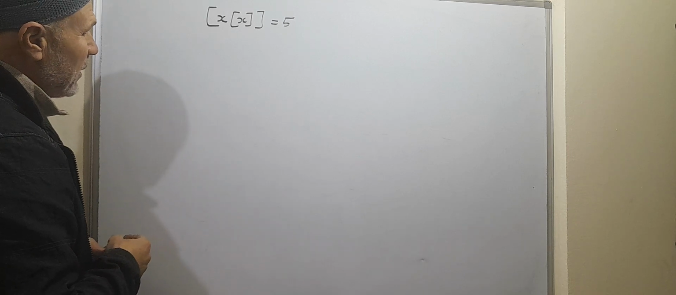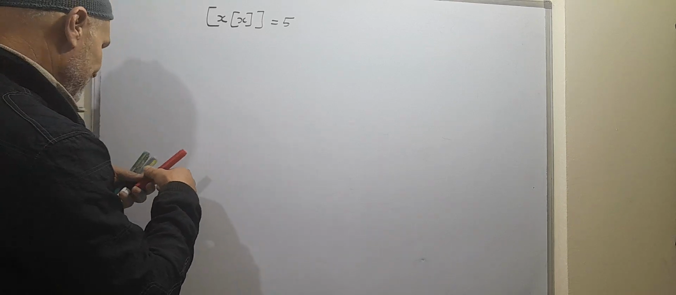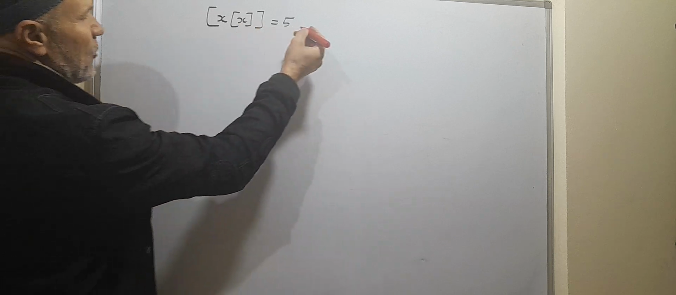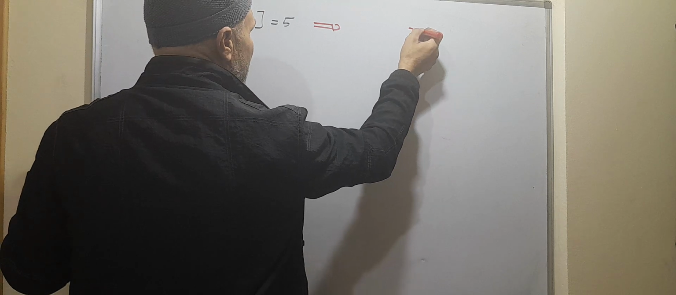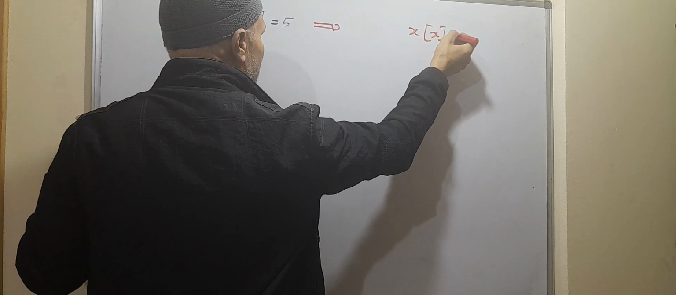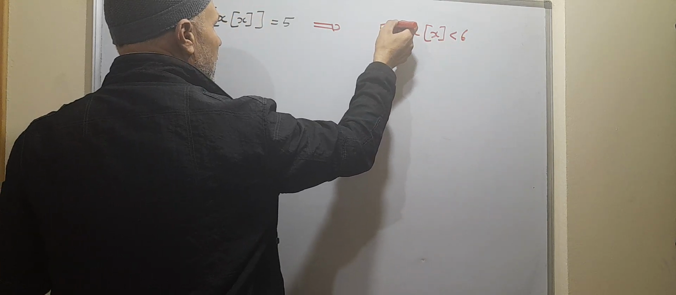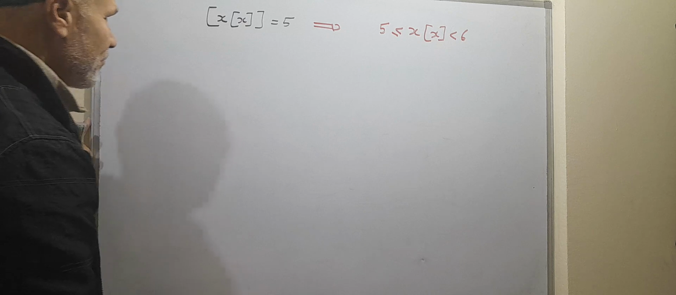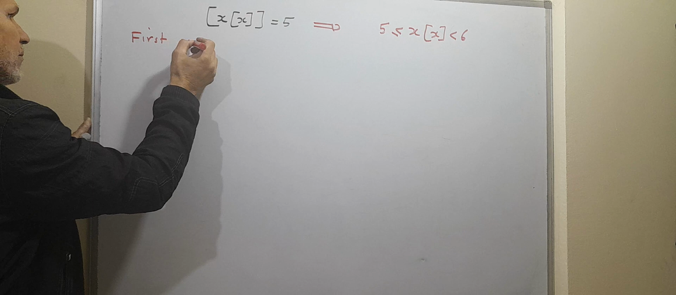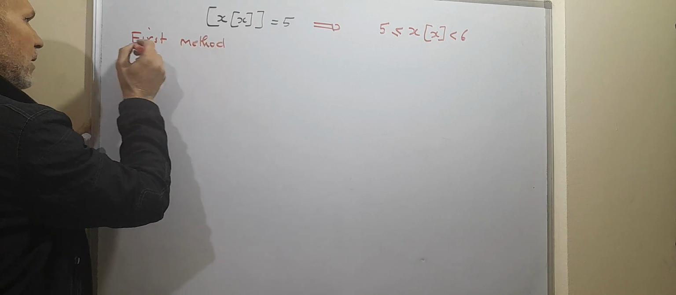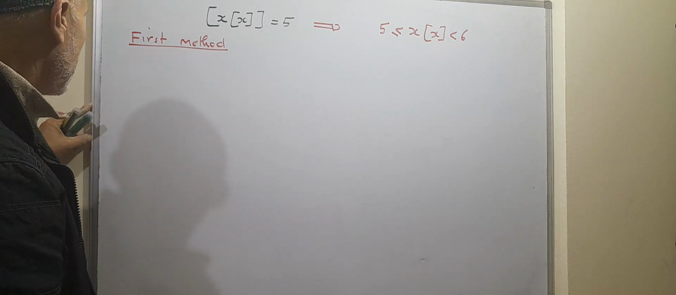First of all, before we start, we can immediately remark that this equation implies that x times the integer part of x is strictly less than 6 and greater than or equal to 5. First method, this one is the basic one.